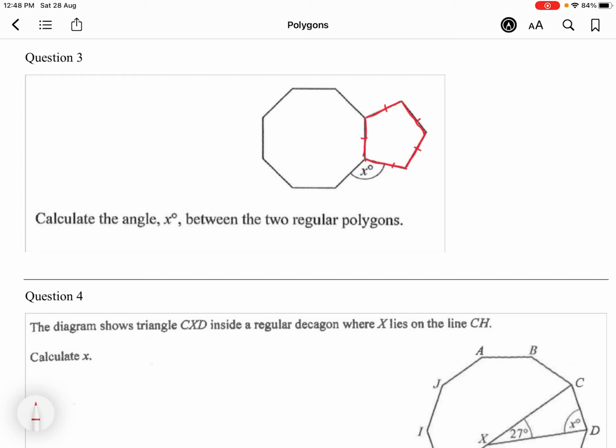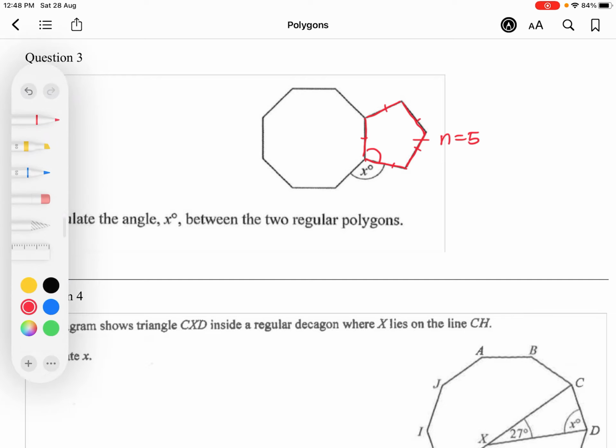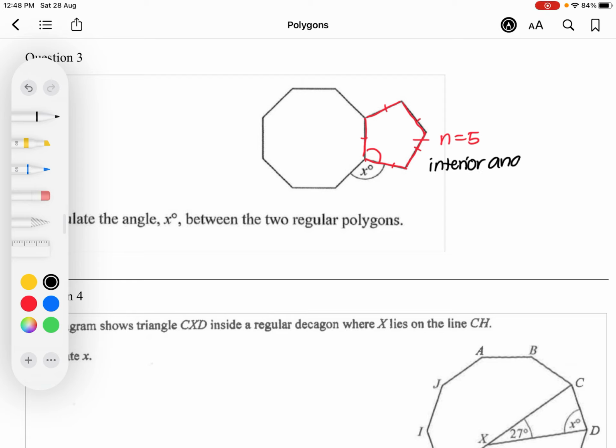So this is a 5-sided polygon. So down here we have the first one, n equals 5, and I want to find one of the interior angles. For this case it will be 5 minus 2 times 180 divided by 5. And that gives me 108 degrees. So this angle is 108 degrees. Next, we have the other side. 1, 2, 3, 4, 5, 6, 7, 8. This is an 8-sided polygon.